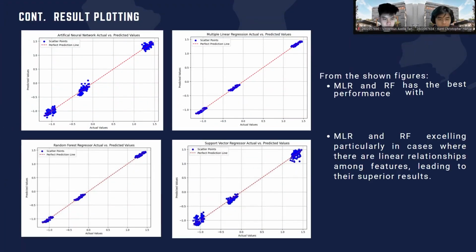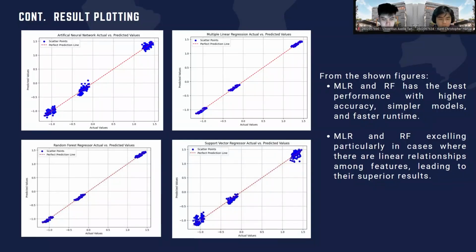Displayed here are the plotting figures comparing the predicted values to the actual values. The red line indicates a perfect prediction, with the x-axis representing actual values and the y-axis representing predicted values. The blue dots scatter between the predicted and actual values, illustrating the model's performance.